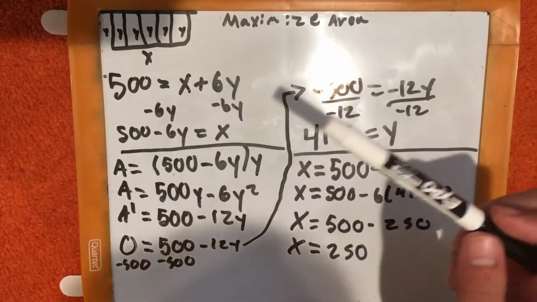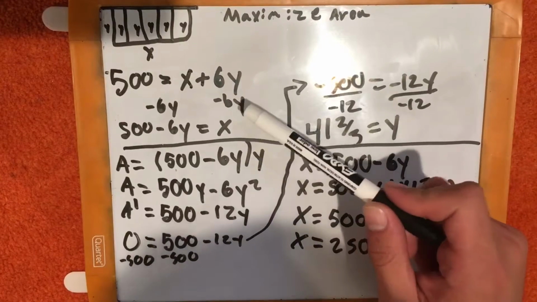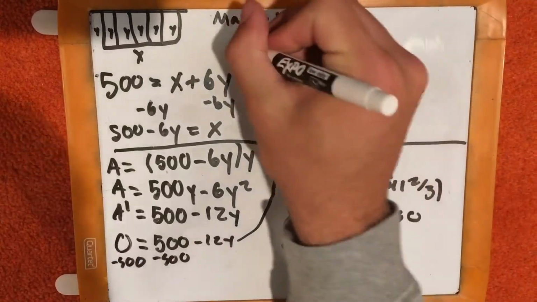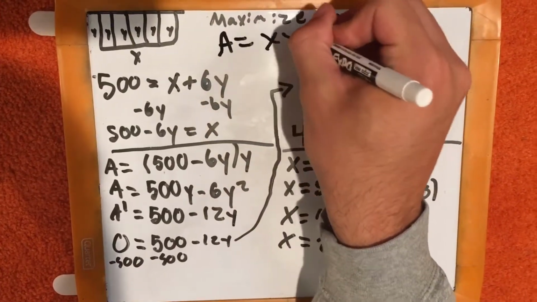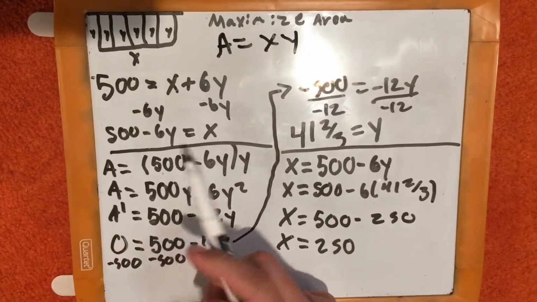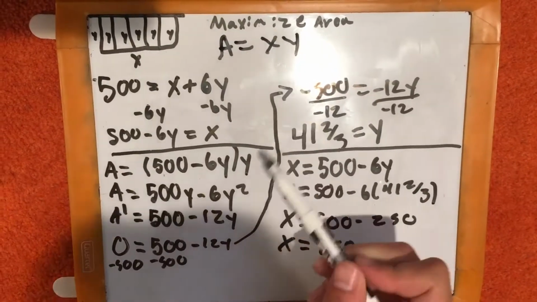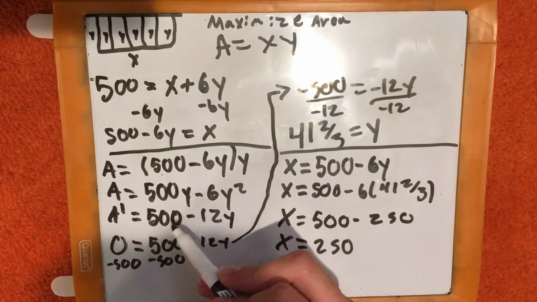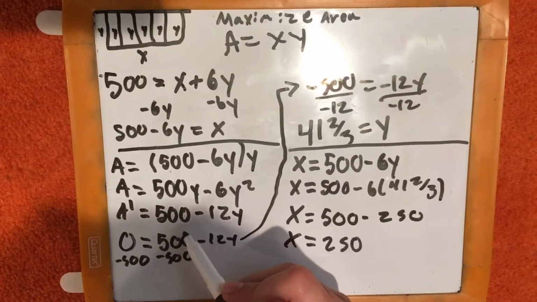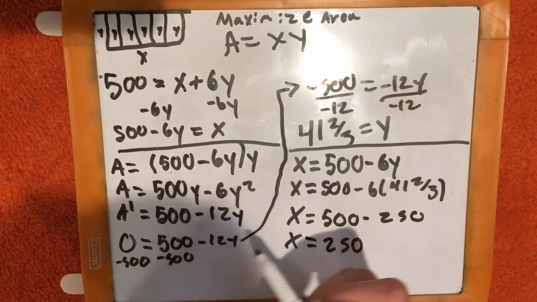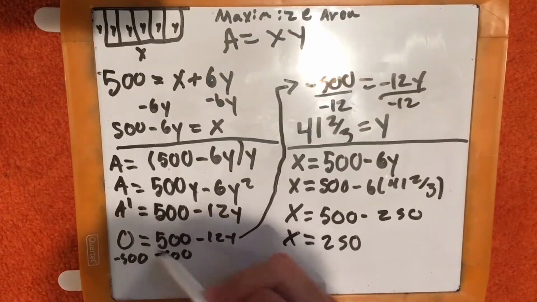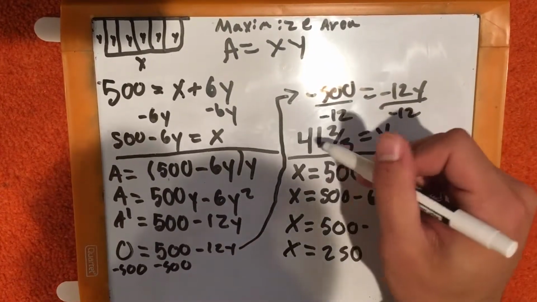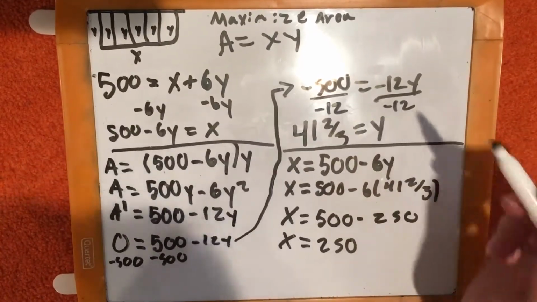And then we leave that alone for now because we have x. So we can substitute that into the area equation, which is area equals x times y. So now we put this in right here in that equation, and then you distribute in the y. After you distribute, you take the derivative of the equation and you get 500 minus 12y. Then you set that to 0 and solve for y. After you solve for y, you get 41 2/3 equals y.